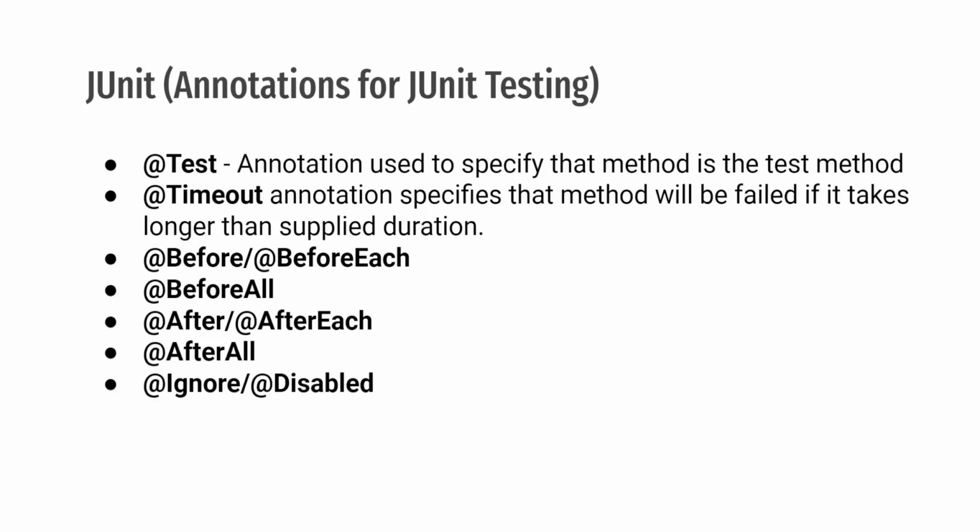@BeforeEach. In JUnit 4 we use @Before, and in JUnit 5 we use @BeforeEach. If we specify this annotation on a method, it will execute before each test case. @BeforeAll will execute only once. Same with @After and @AfterEach, which will execute after the test case. @Ignore is used to ignore a test case, and in JUnit 5 we use @Disabled. Next we will discuss more about JUnit and we'll see Mockito also.